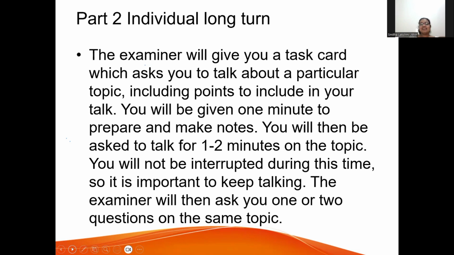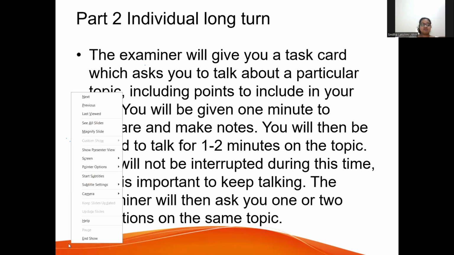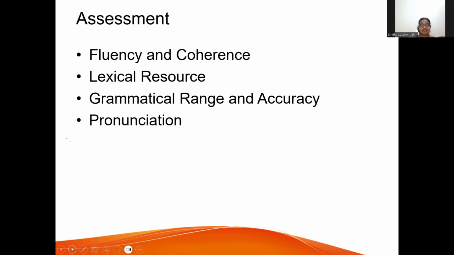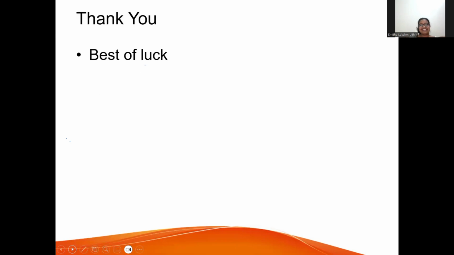Okay. Then the third one will be the discussion about what you have already told in your cue card. So here your assessments will be fluency and coherence, lexical resource, grammatical range and accuracy, and obviously pronunciation.